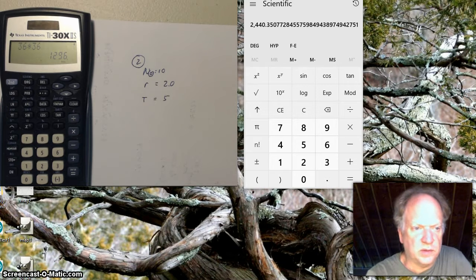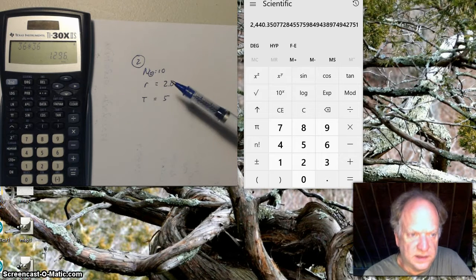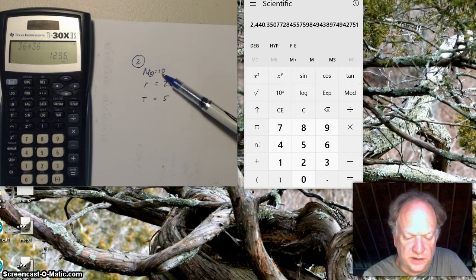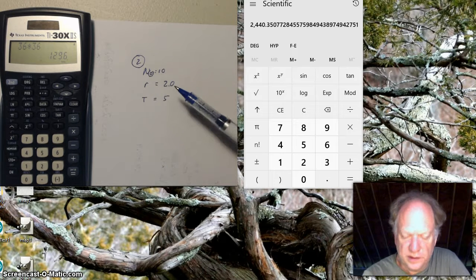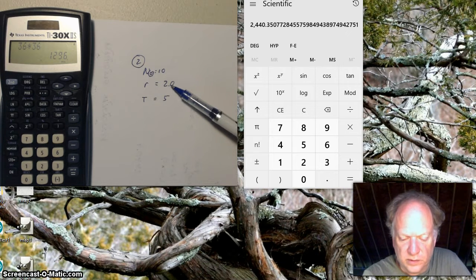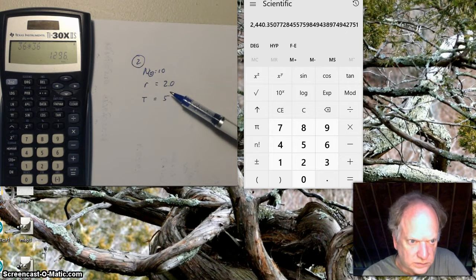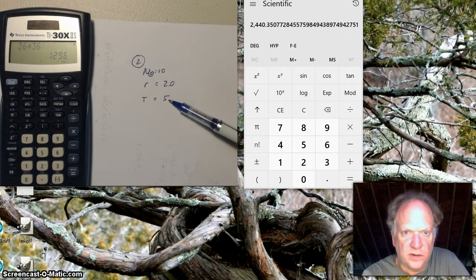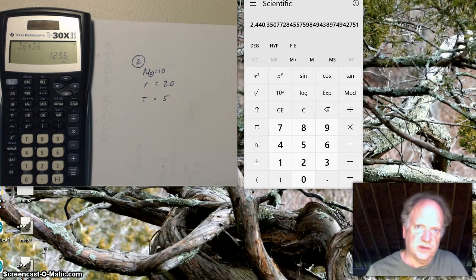Okay, let's just keep this simple. We'll just do 2. So the second one, we're starting out with a population of only 10, but we have a really pretty high growth rate of 2.0. And let's run it for 5 years. Okay, so go ahead and do the calculation and choose the answer which is the best represented, and I will see you again soon.